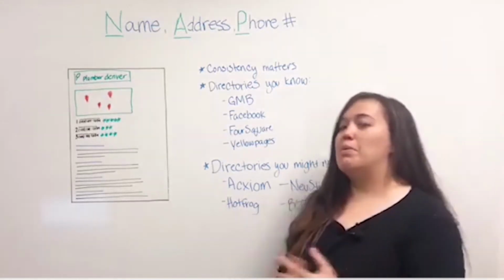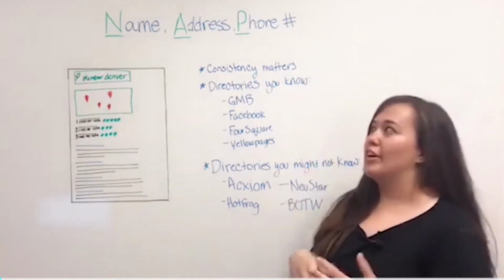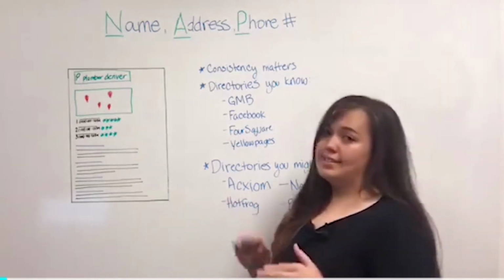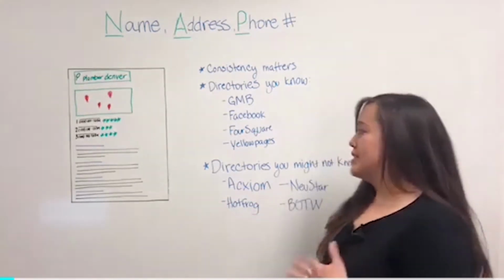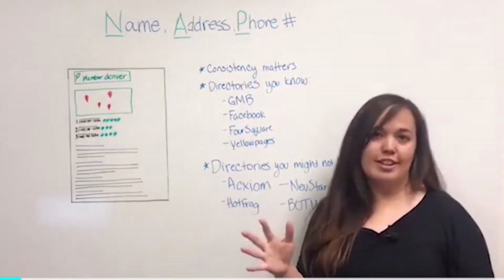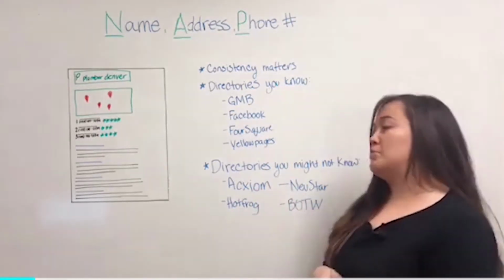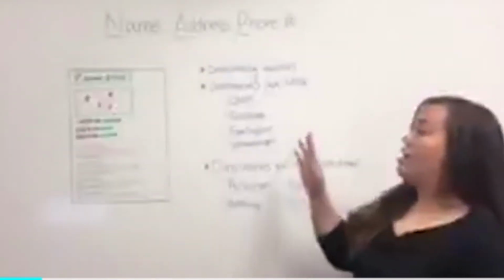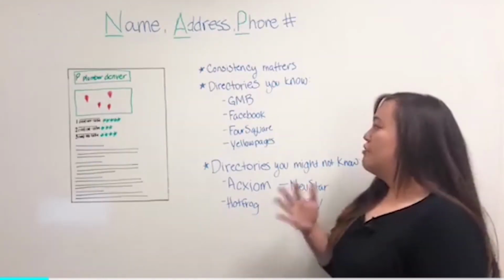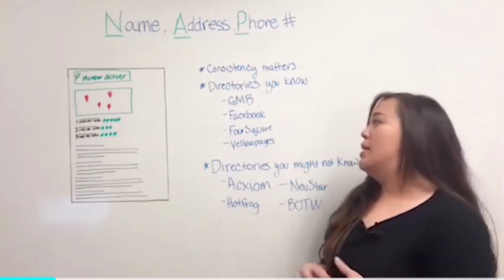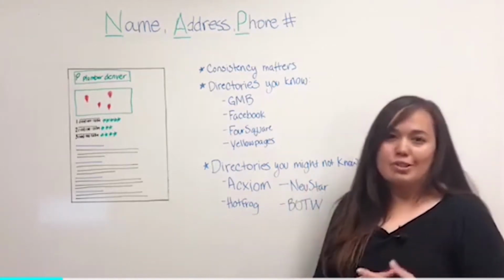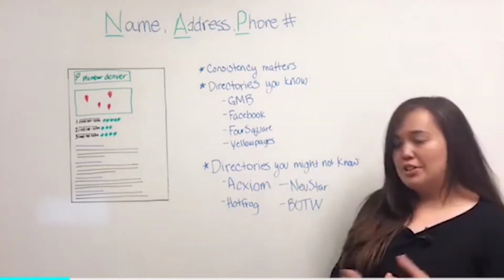You've probably heard people refer to your NAP info, and that's your business name, address, and phone number. Your business is listed on a ton of directories online already, probably in places that you've never even heard of. For example, some directories that you might be familiar with are Google My Business, Facebook, Foursquare, Yellow Pages, Twitter, Pinterest, or some other social media platforms that can be used as directories.